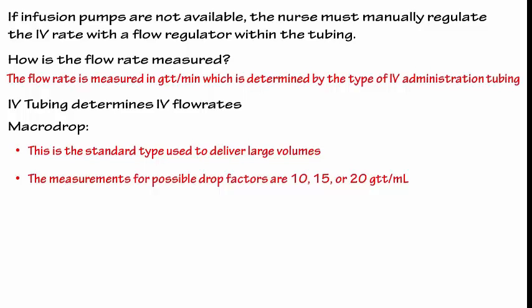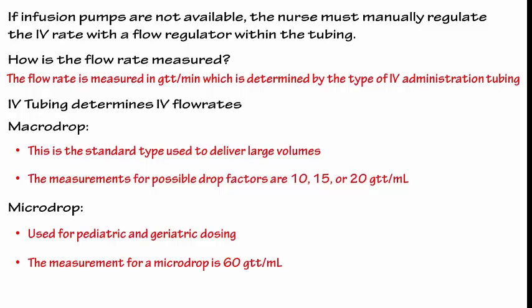The second type of IV tubing is called a microdrop. This is used for dosing pediatric, small children, and geriatric, older adults. In addition, the measurement for a microdrop is 60 drops per milliliter.